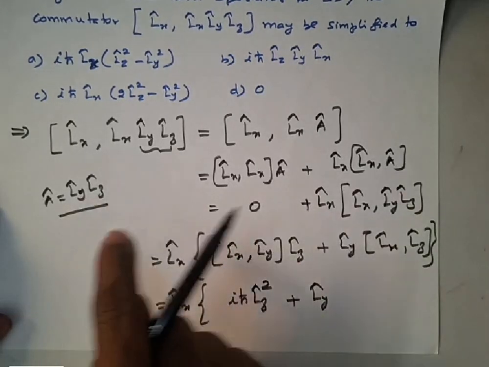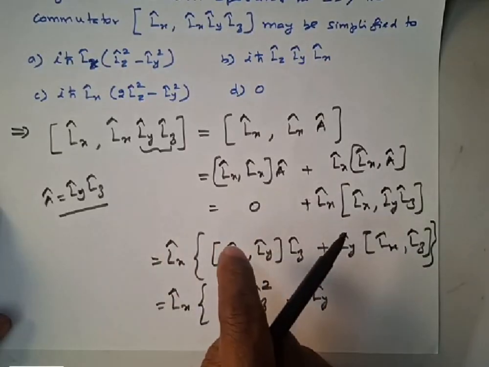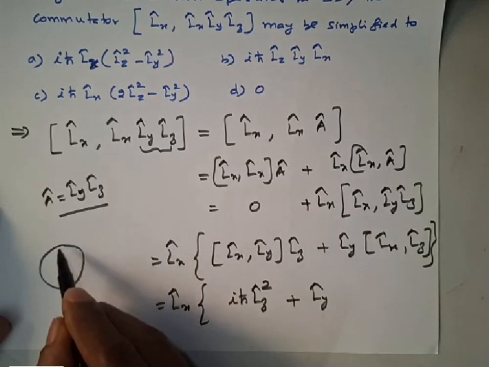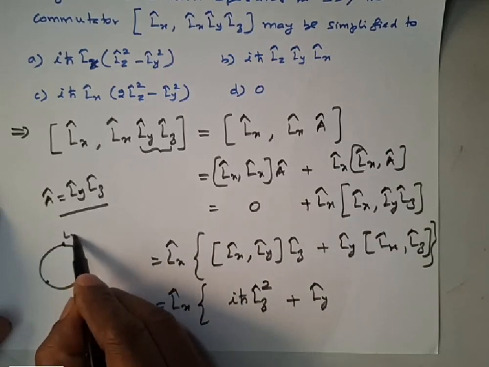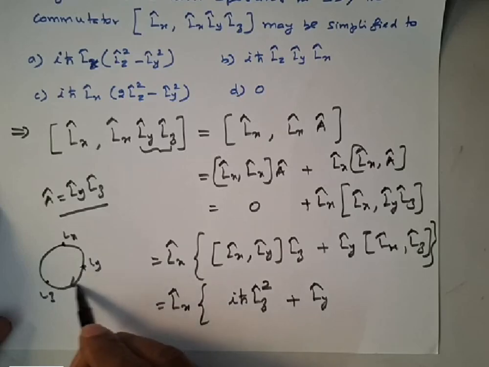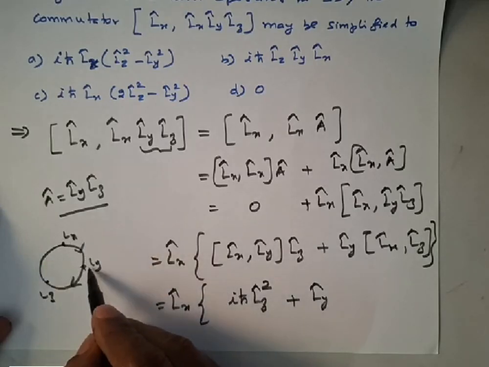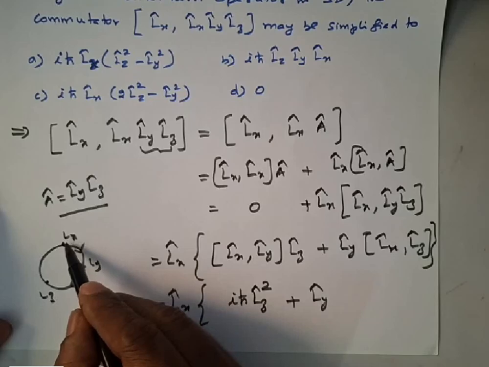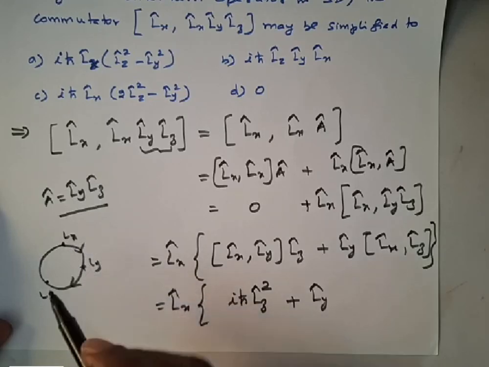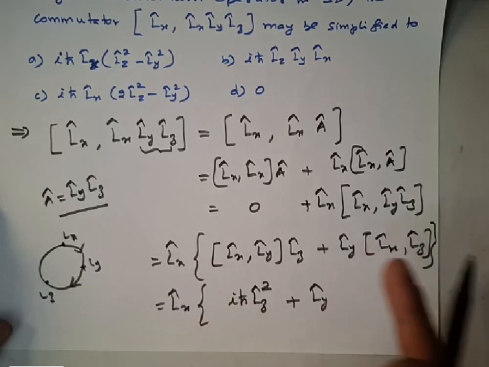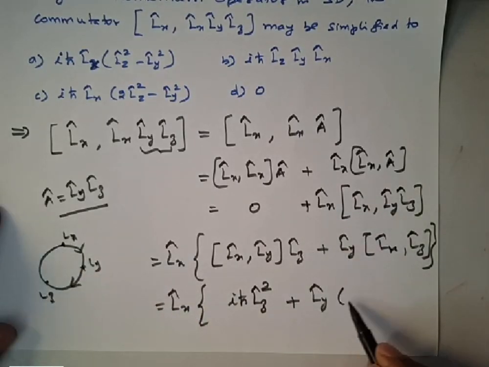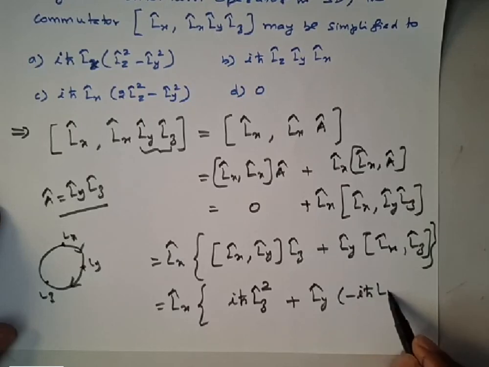Listen, apply the cyclic rule. Lx Ly is iħ Lz. Ly Lz, you know very well the cyclic rule. Suppose you take this as Lx, this is Ly, this is Lz. Right? Lx comma Ly is iħ Lz. Ly comma Lz is iħ Lx. Lz comma Lx is iħ into Ly. But now it is given Lx comma Lz. It is in the opposite order. Therefore, you should put a minus sign. So minus iħ into Ly.